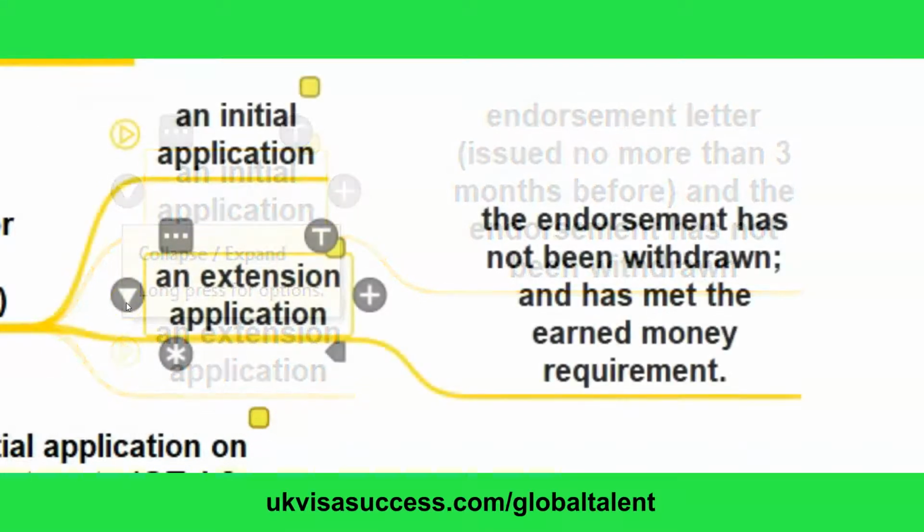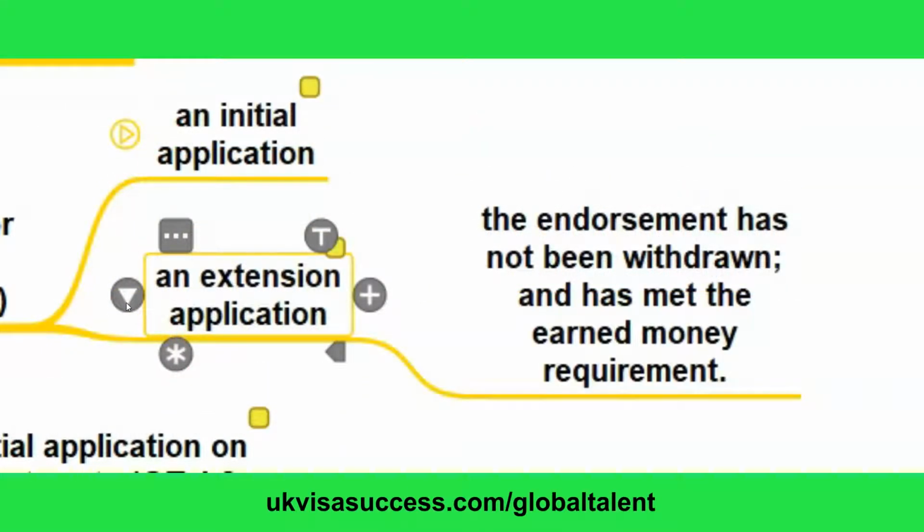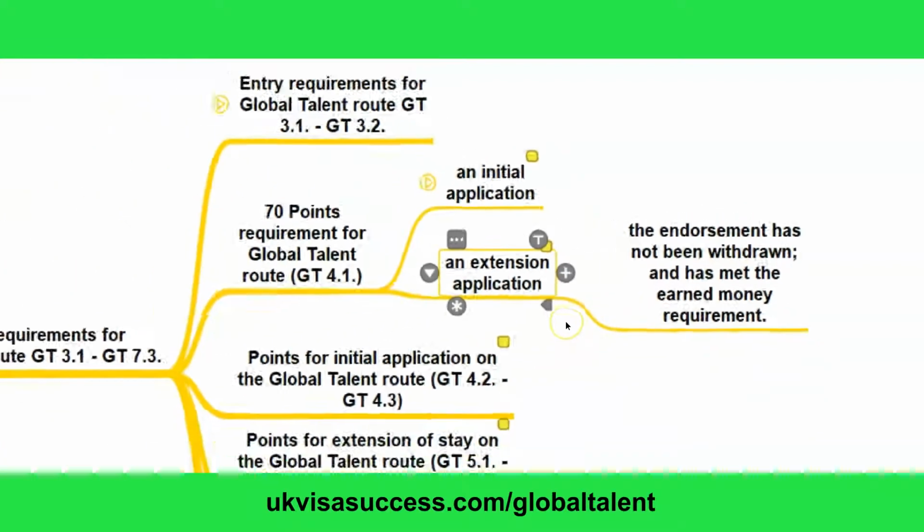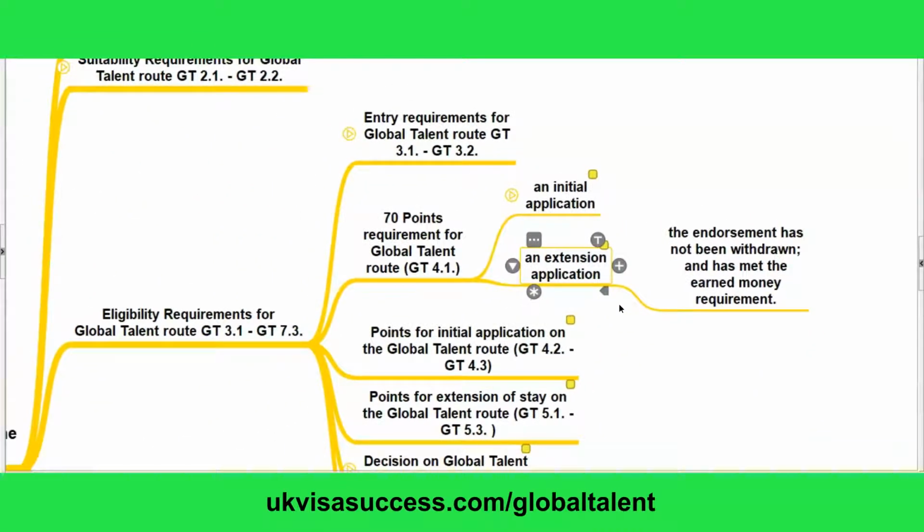With regards to extension applications, the requirements are slightly different. In order for you to score 70 points, you need to first of all have confirmation that your endorsement has not been withdrawn, and secondly that you have earned some money while remaining in this immigration category. And the good news is that they do not actually specify how much you need to earn. All you have to prove is that this was a genuine income and it was not marginal. So in other words, your main purpose of remaining here was to pursue the global talent visa route.